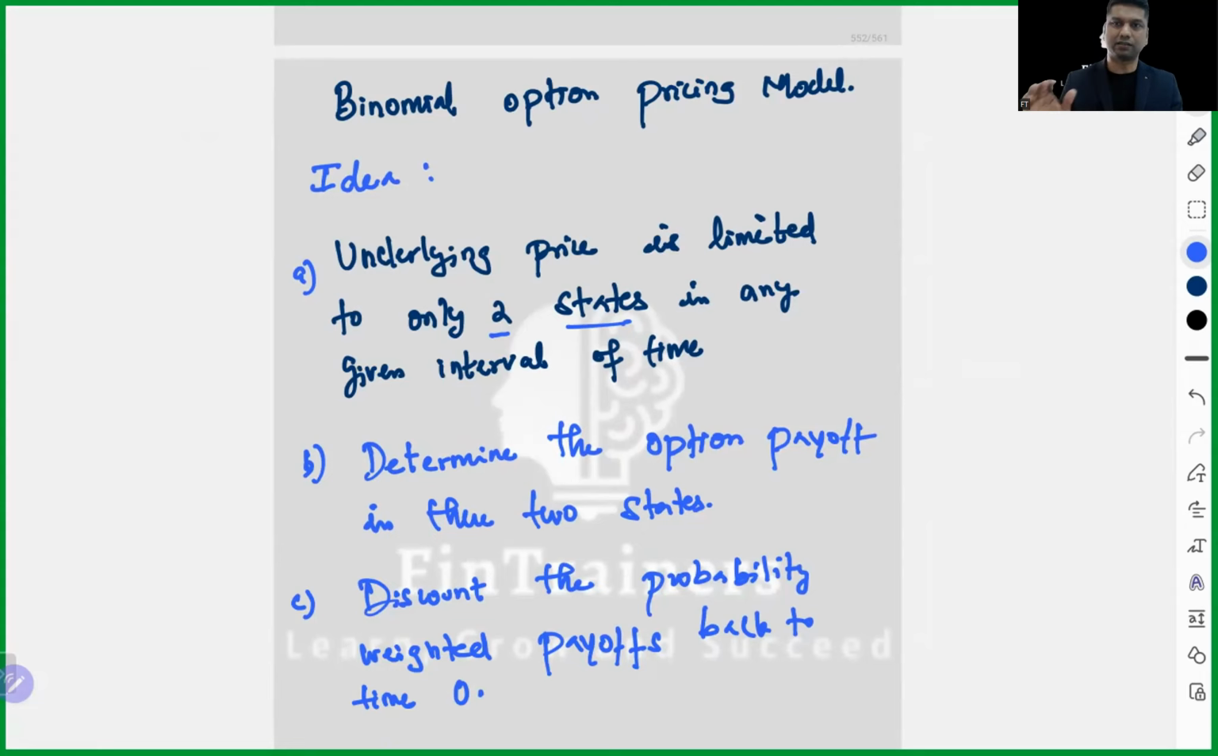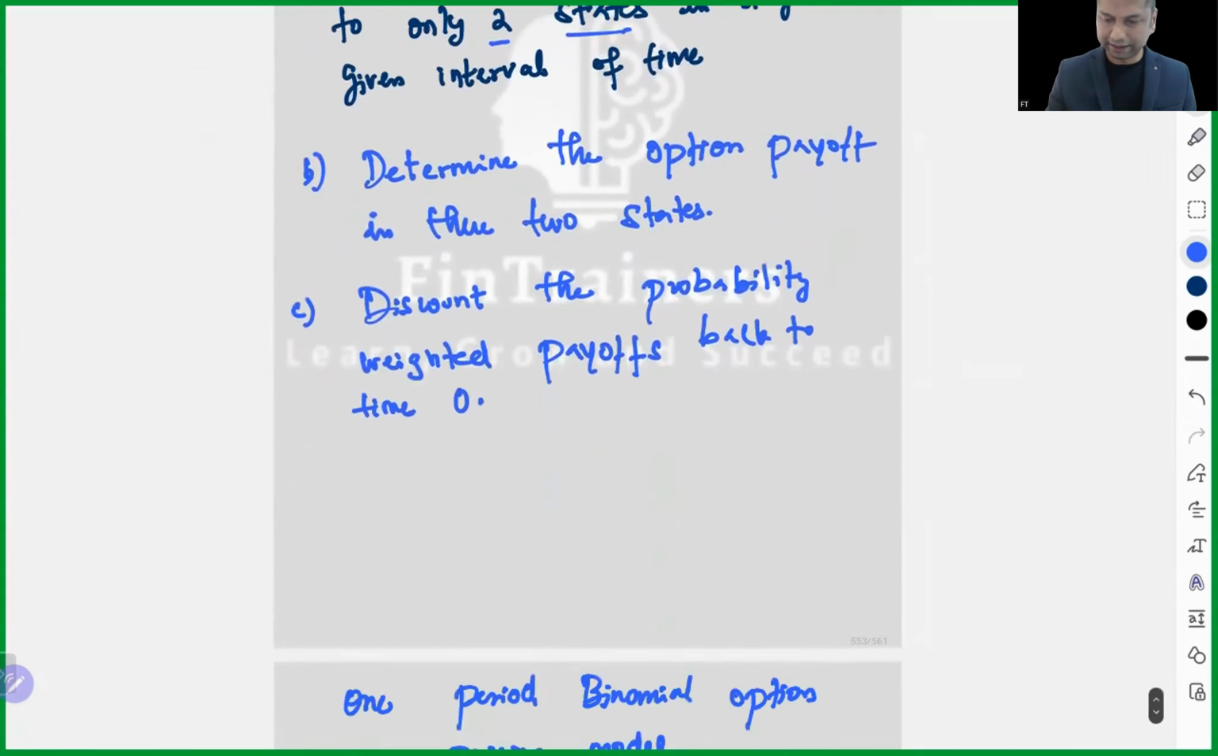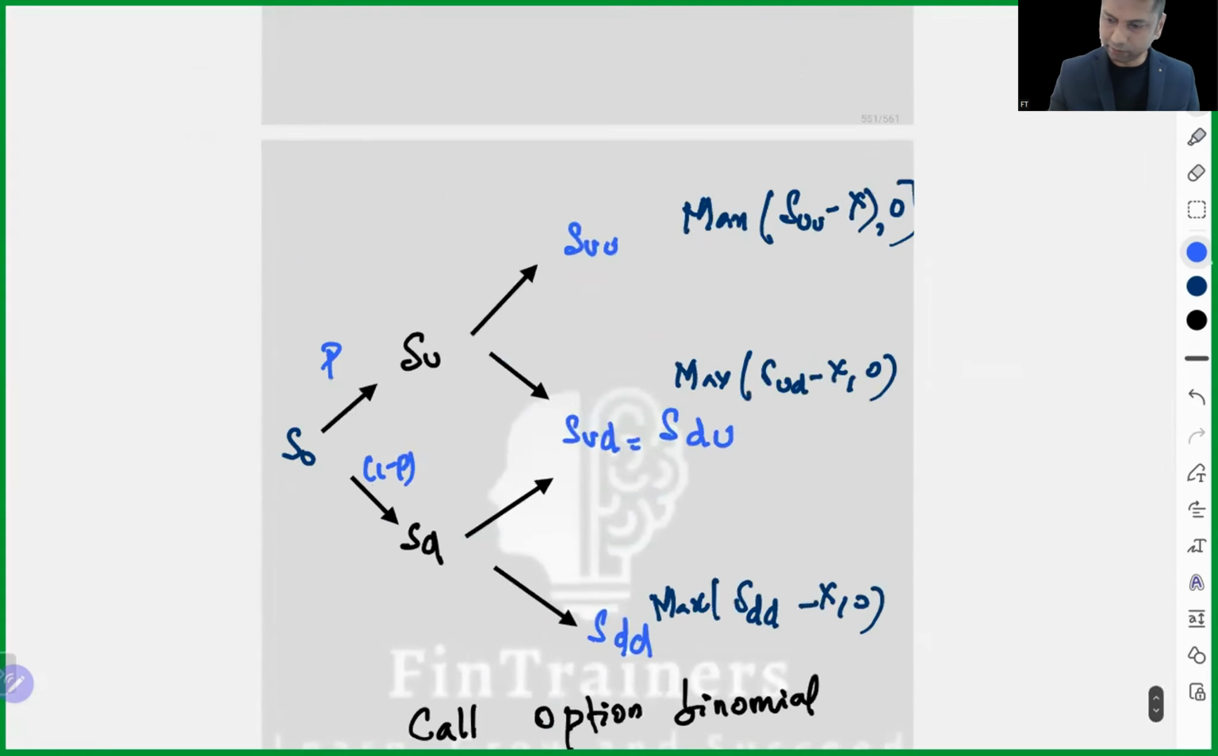This is just the theory part. This is not the actual steps. I will talk about the steps. This is just the idea behind the binomial option pricing model. Maybe it is easier to understand this visually, so I'm going to give this example of ACC again.